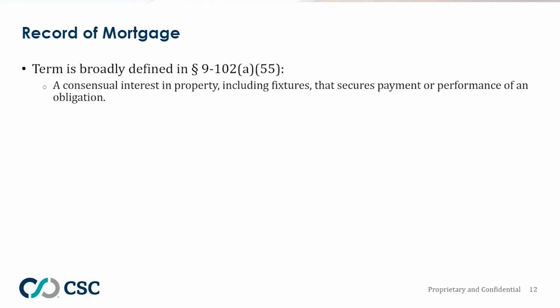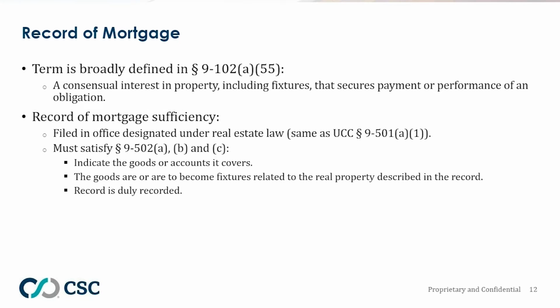Now, record of mortgage under Article 9 is broadly defined and includes mortgages, deeds of trust, and any instrument that secures payment or performance of an obligation, whatever the name. As long as it's a consensual interest in real property, in fixtures, all it has to do is secure payment or performance of an obligation for a consensual interest. Then it will be a record of mortgage. A record of mortgage is sufficient, again, if it satisfies all the requirements of 9-502(a) and (b), and then also (c).